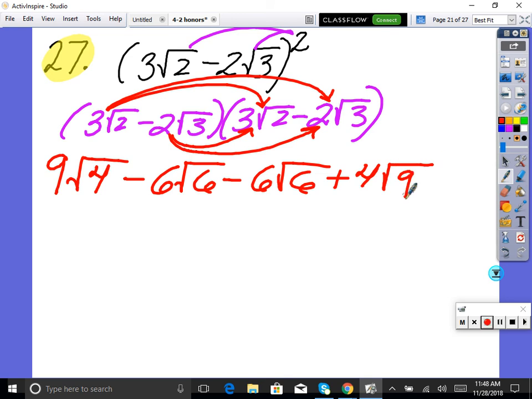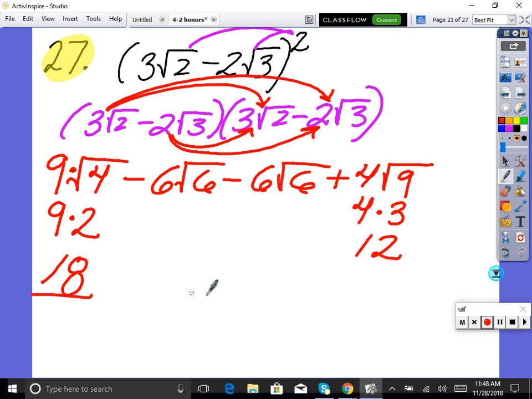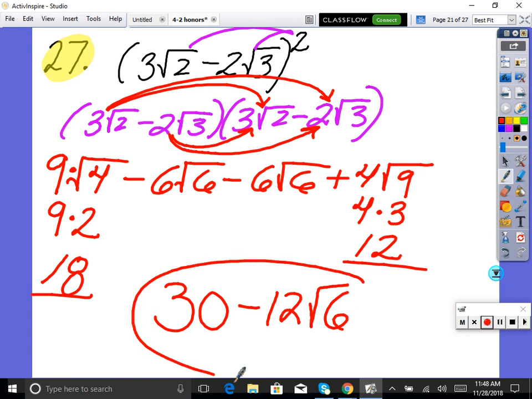Now really that's 9 times 2. Look, that's a times sign. Don't add in a magic addition sign. So that's actually 18. Then right here we have 4 times 3, which is 12. 18 plus 12 is 30. 30 minus 12 root 6s. So go do that page. Go do some in each section.